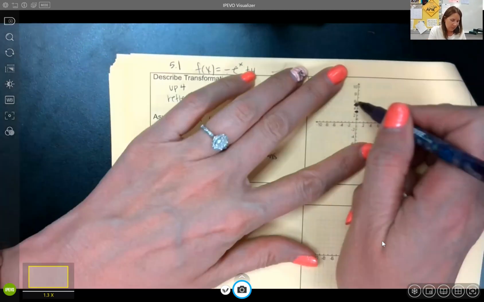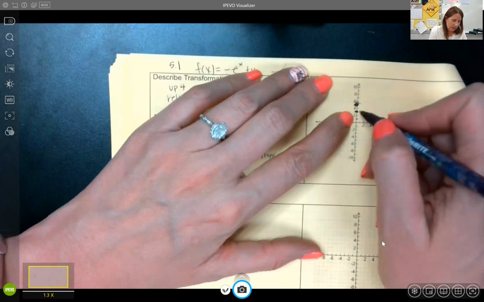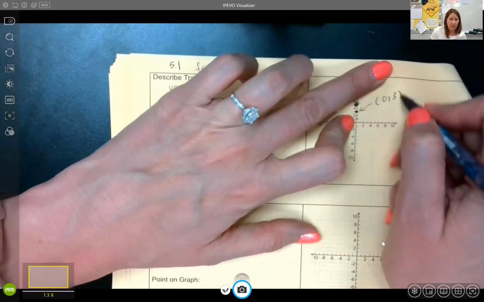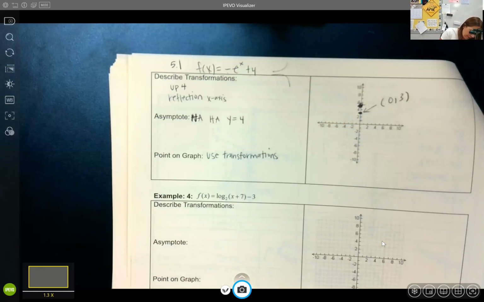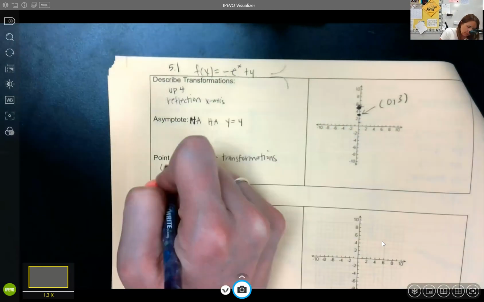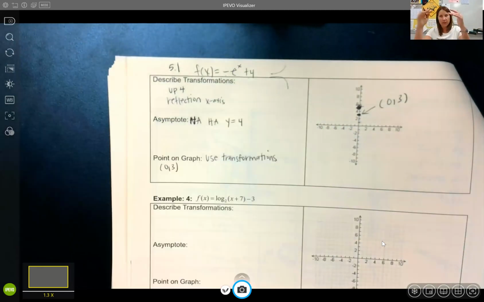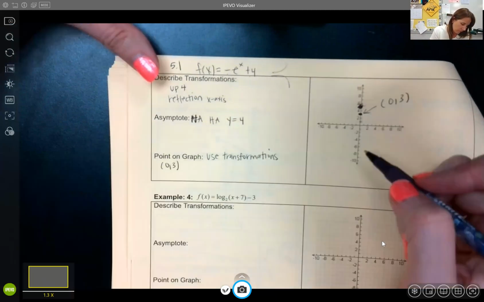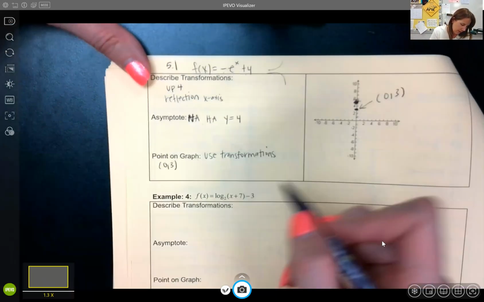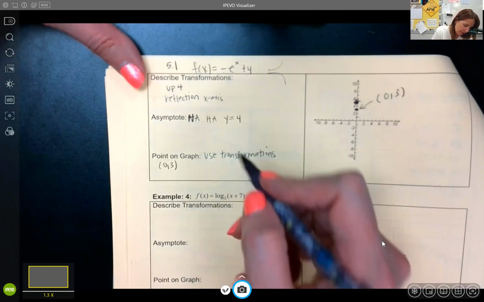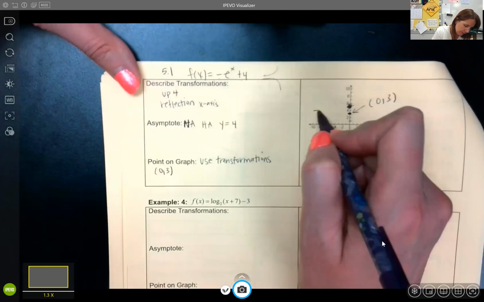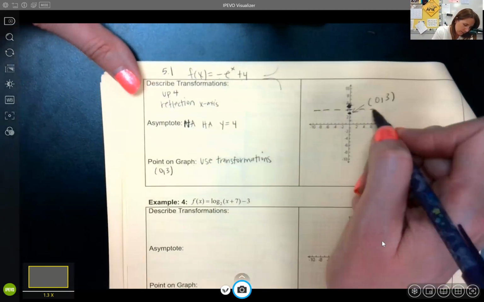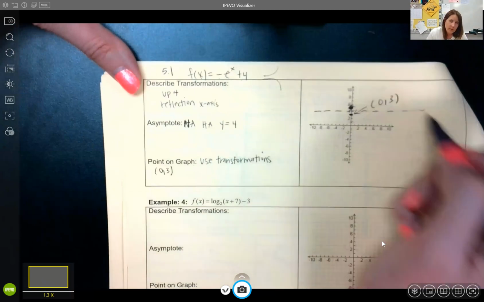So this point is going to be 0 and 3. The point on the graph is going to be 0 and 3 because it used to be 0, 1. I went across the x-axis to -1, and then we added the 4 to get 0, 3. That's using the transformations. The asymptote is still going to be 4.